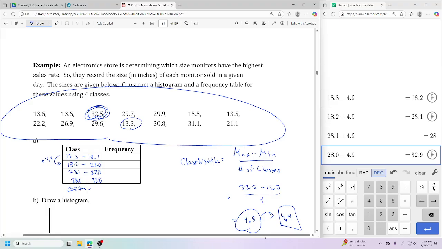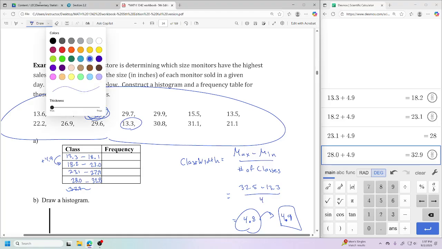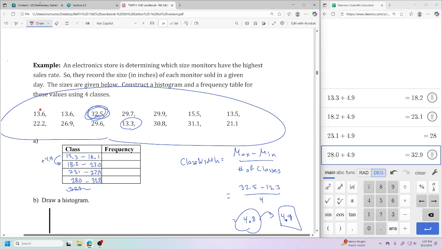All right, let's start counting. I need all my 13.3s all the way to 18.1s. I'm going to use a different color for the counting. So I got 1, 2, 3, 4. If I'm mistaken something, you tell me. 5. I got 5. Did you get 5 here? When you were counting, did you get 5? Okay, good. The next one, 18 to 23.